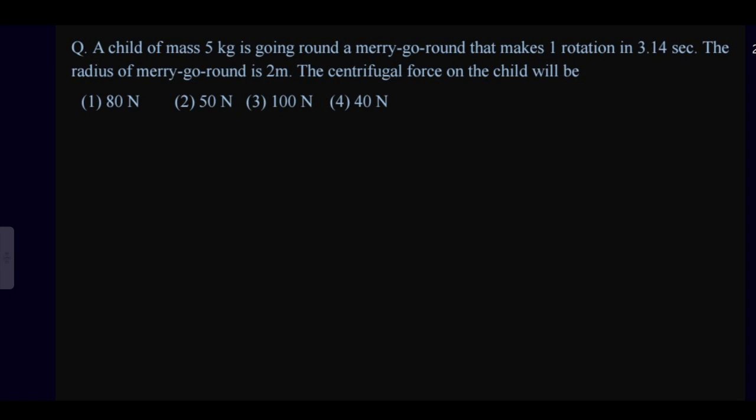Next, a child of mass 5 kg is going around a merry-go-round that makes one revolution in 3.14 seconds. The radius of the merry-go-round is 2 meters. They ask us to find the centrifugal force.